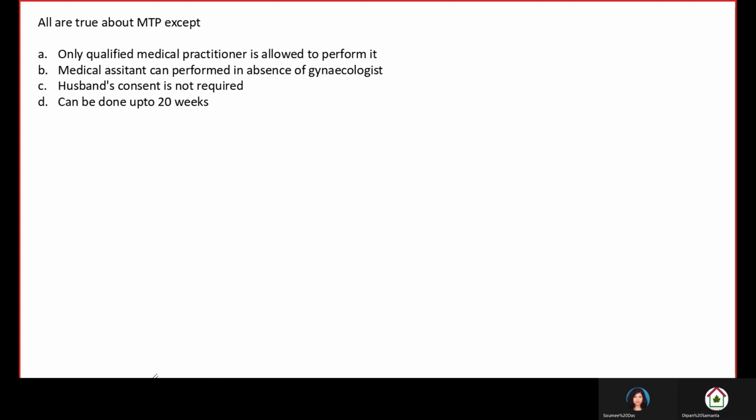Okay, all are true about MTP except: only a qualified medical practitioner is allowed; medical assistant can perform in absence of gynecologist; husband's consent is not required; can be done up to 20th week. MTP is medical termination of pregnancy. Only a qualified medical practitioner is allowed to perform it.